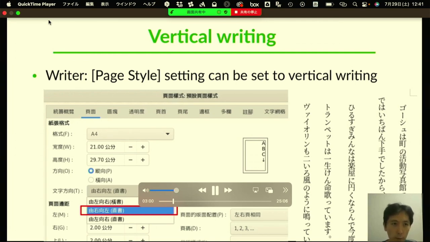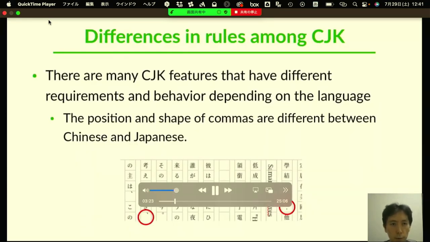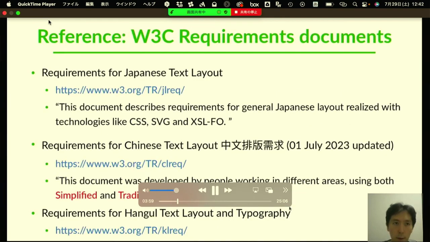For example, vertical writing. In Writer, one case is the page settings for vertical writing, but there are also many various other places. The rules differ among CJK, because there are many features that have different requirements and behavior depending on the language. In this sample, the punctuation position is different between Japanese and Chinese, and the comma has different shapes.